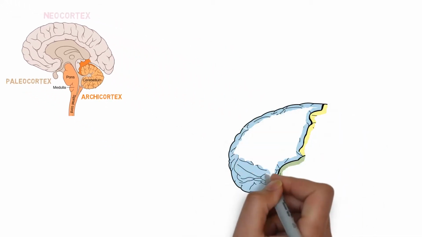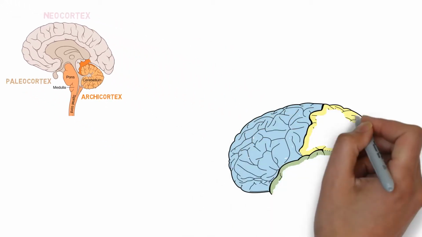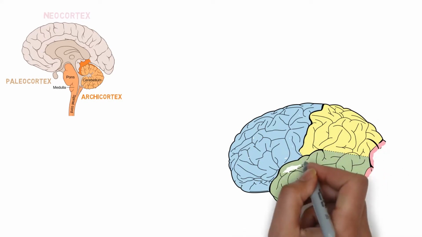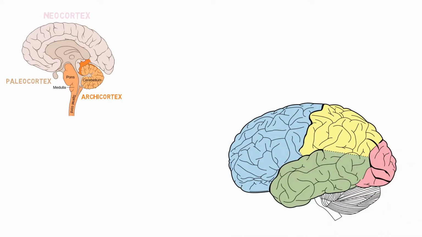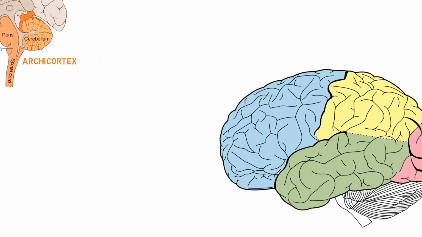There are four main lobes of the neocortex. They are the frontal, parietal, temporal, and occipital lobes, and each lobe has distinct functions and responsibilities.